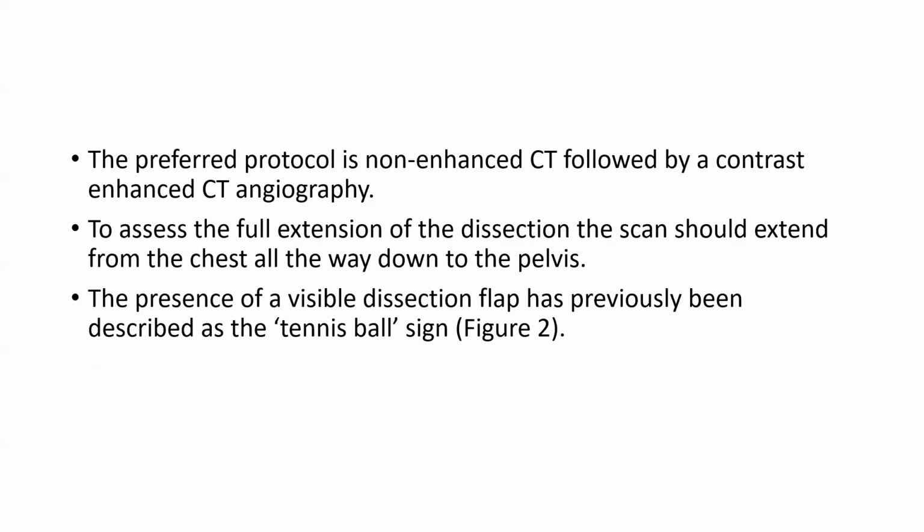The preferred protocol is the non-enhanced CT followed by the contrast-enhanced CT angiogram. To assess the full extension of the dissection, the scan should extend from the chest wall all the way down to the pelvis. The presence of a visible dissection flap has previously been described as the tennis ball sign.